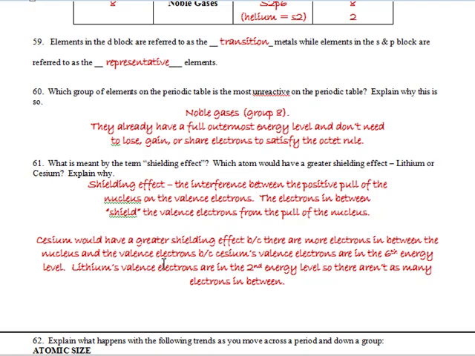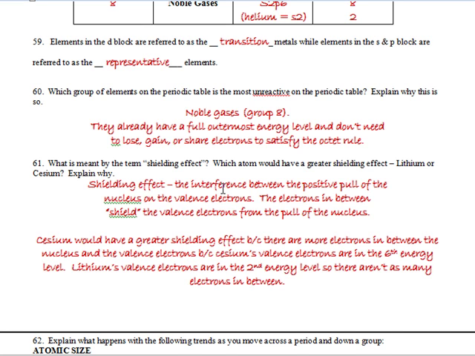Number 61. What's meant by the shielding effect? Which atom would have a greater one, lithium or cesium? Now, shielding effect is kind of like the kids in the back of the classroom getting away with stuff because the teacher can't see them. Because there's so many kids in the way. All the kids in the way, blocking the teacher's view, are considered shielding the teacher from the kid in the back, or vice versa, the kid in the back from the teacher.